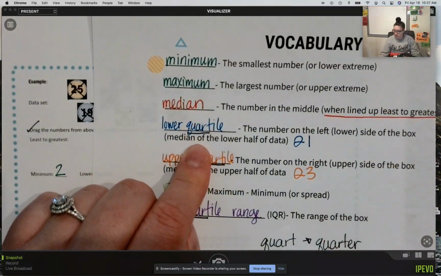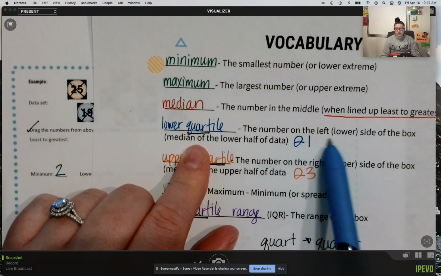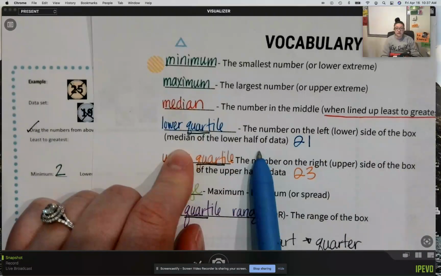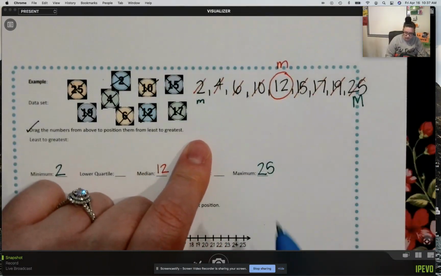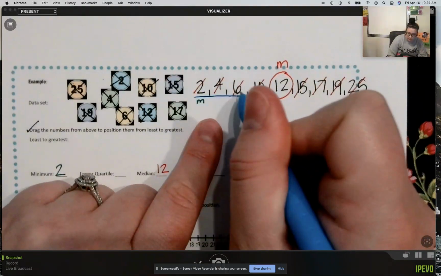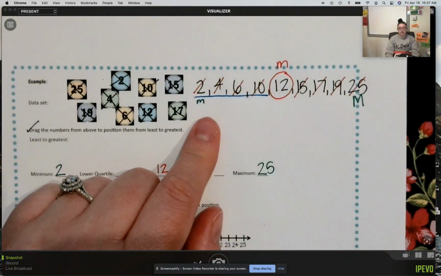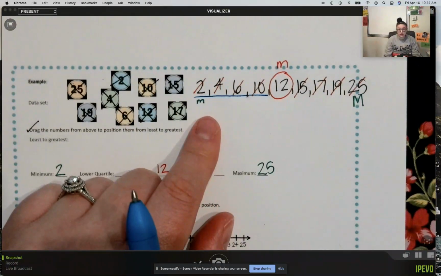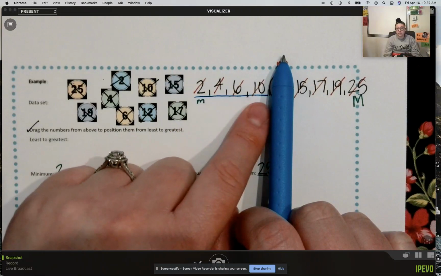So now that I've got my median, I want to find my lower quartile, which is going to be the number on the left side of my box. So I need to find the median of the lower half of my data, my smaller numbers. So here, this side, 2, 4, 6, and 10, that is the lower half, the smaller half of my data. I need to find the median there. So I'm going to do the same thing. I don't need 12 anymore. 12 was my median. I'm only finding the median of these points.